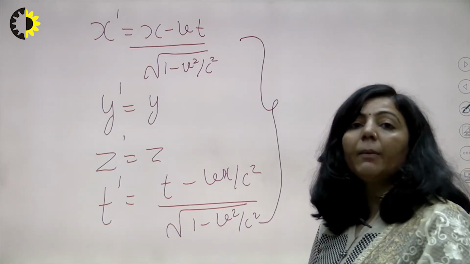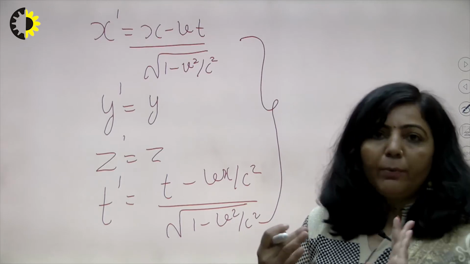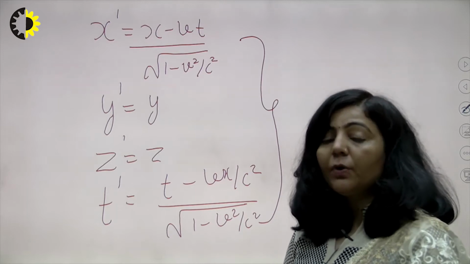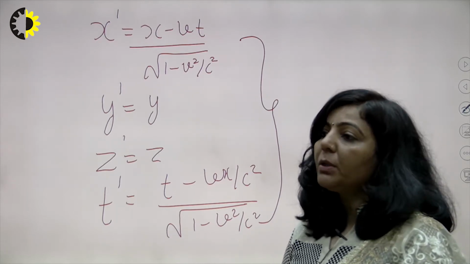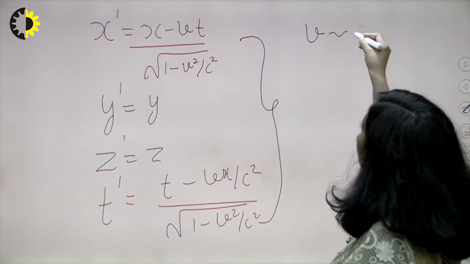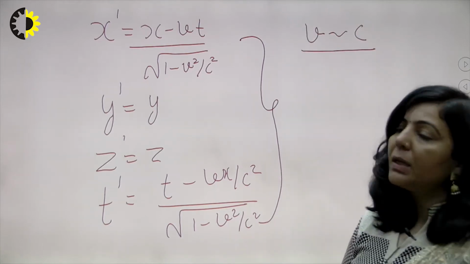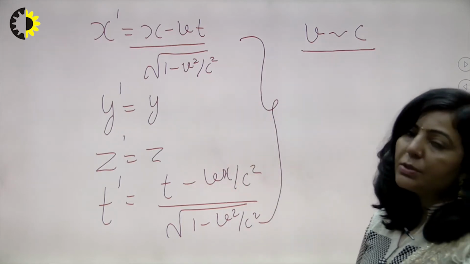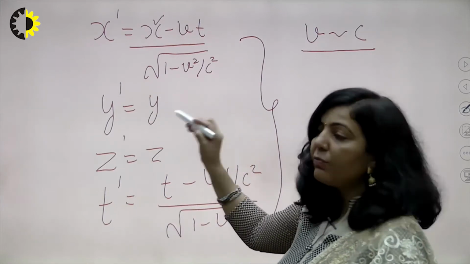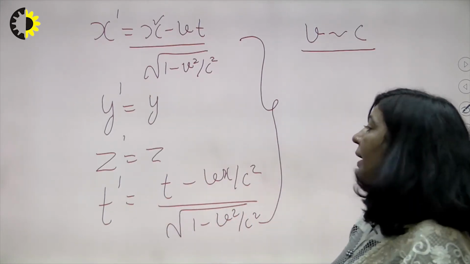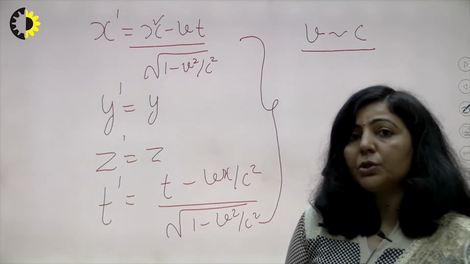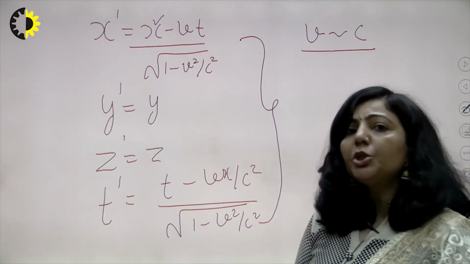These 4 equations, this particular set, are known as the Lorentz transformation equations. They are applicable when you have 2 inertial frames, S and S', where S is at rest whereas S' is moving with a constant uniform velocity v, which is comparable to c. So when v is comparable to c, you get these 4 equations. It means you can write x' in terms of x, y' in terms of y, z' in terms of z, and t' in terms of t. These are your Lorentz equations, and we have derived them with the help of the special theory of relativity.